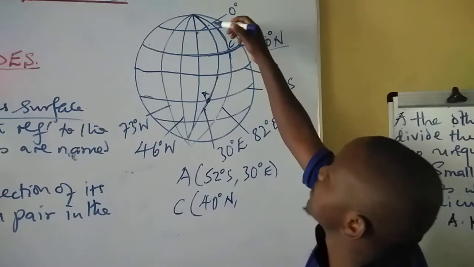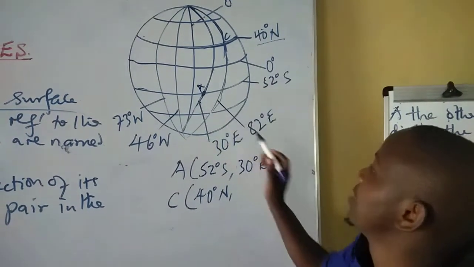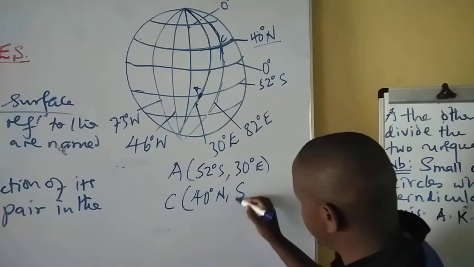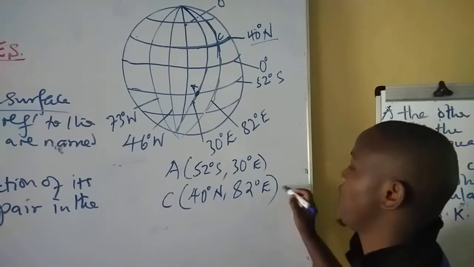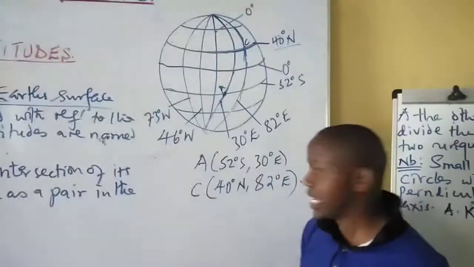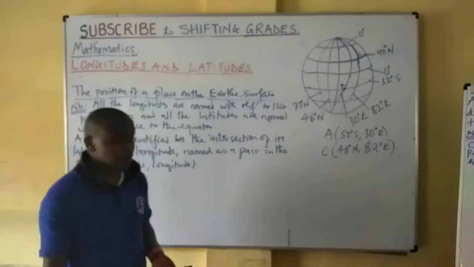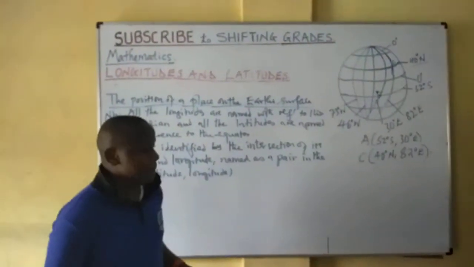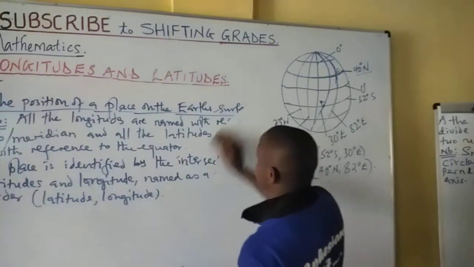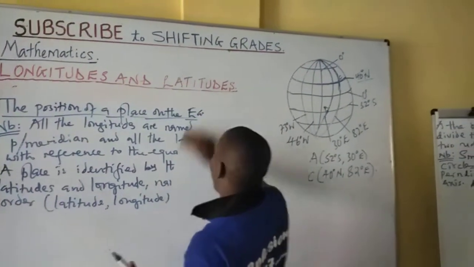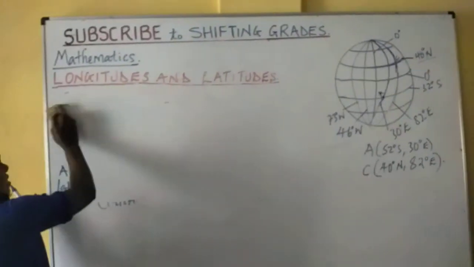And this is 82. When you follow this longitude, it is longitude 82 degrees east of the prime meridian. Therefore, that's how we identify the position of a town. It is given as a pair, or as the coordinates of the intersection of its latitude followed by the longitude.